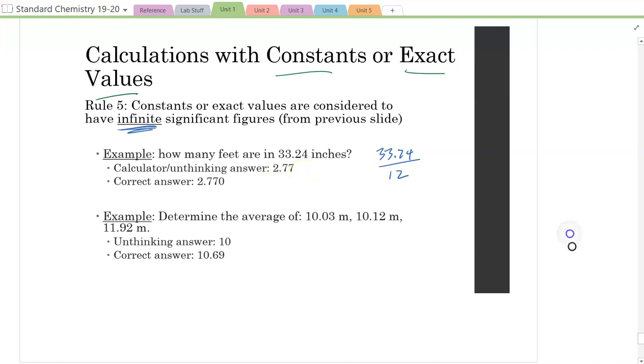But here's the deal, right? How many significant figures does 12 have? The correct answer to that is infinite, right? Because we know it's going to be 12 inches per foot. There's not a measurement we have to use to guess at that. That's how it's defined. We know it's exactly 12 inches per foot.